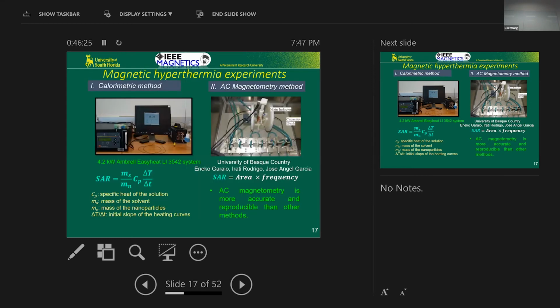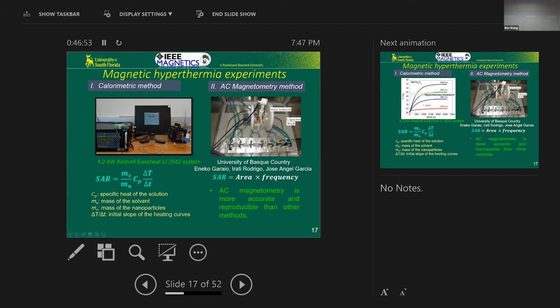Okay, so the second experiment I told you about is how do we measure the heat efficiency of these particles? How do we measure the hyperthermia potential? We do that using two different experiments. In my lab at USF in Florida, we use the calorimetric method. Basically, we measure the increase in temperature by putting in a thermal sensor. Okay? So here's our AC power source. Our particles are in ferrofluids here, inside the inductive coil.